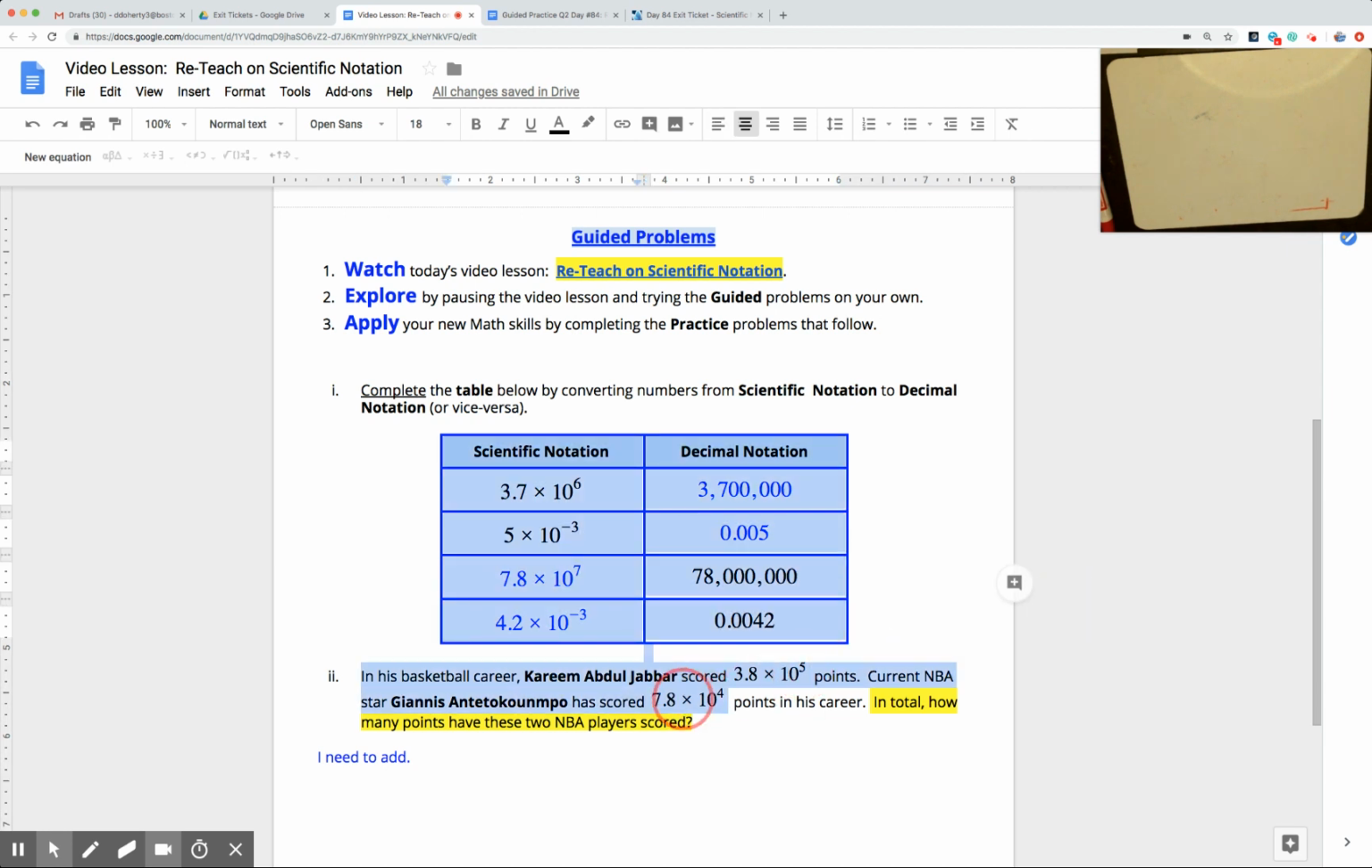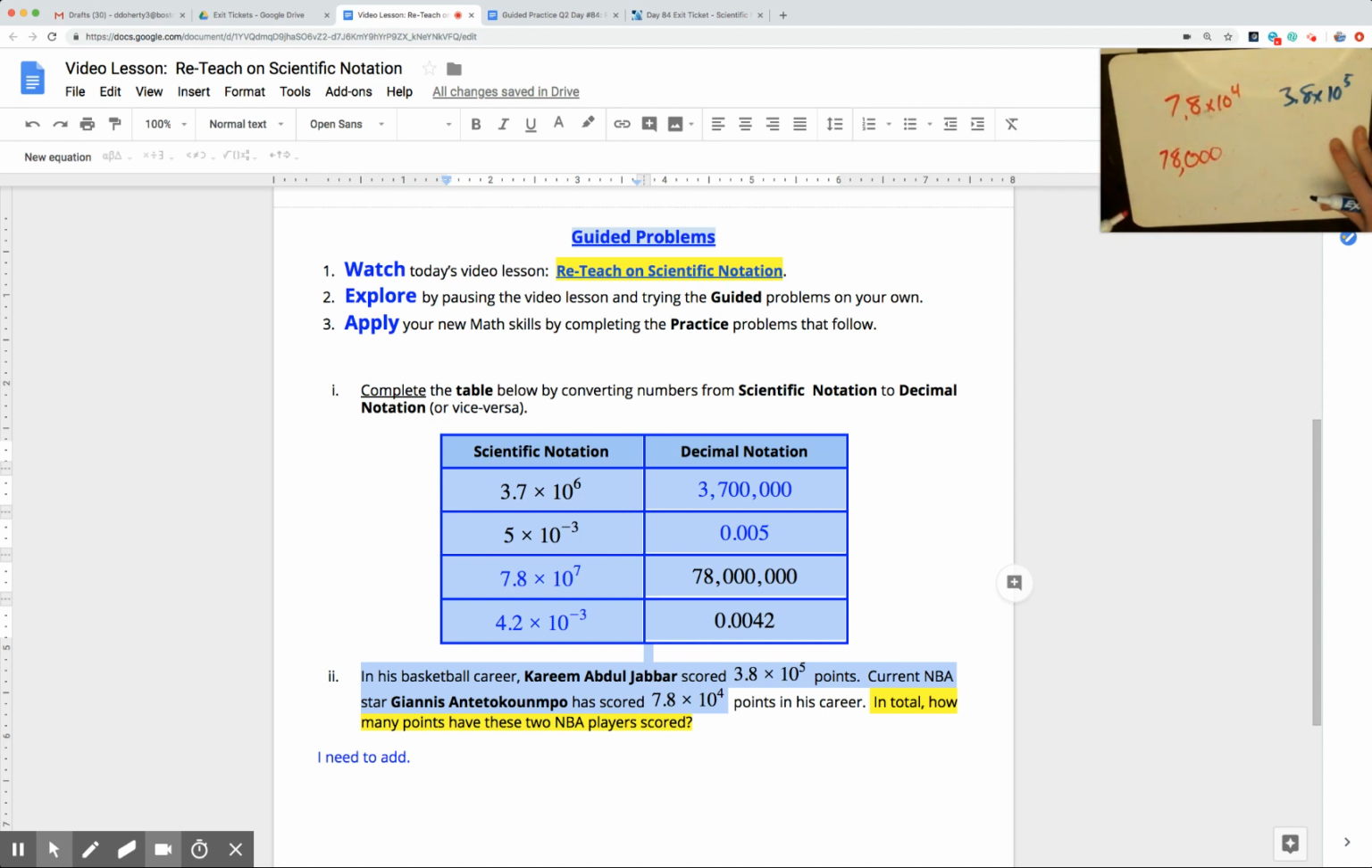Whenever I see that, I'm just going to go ahead and convert these two numbers into regular notation. And I just think that's a little easier if they have different powers of 10. You may have a different method to do this. If you do, great, keep using it. 7.8 times 10 to the 4th, you should recognize is 78. After I multiply by 1 copy of 10, I still have 3 more copies of 10.